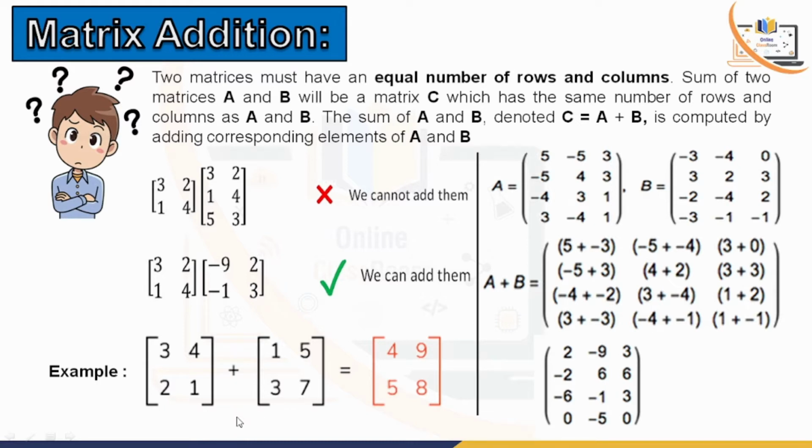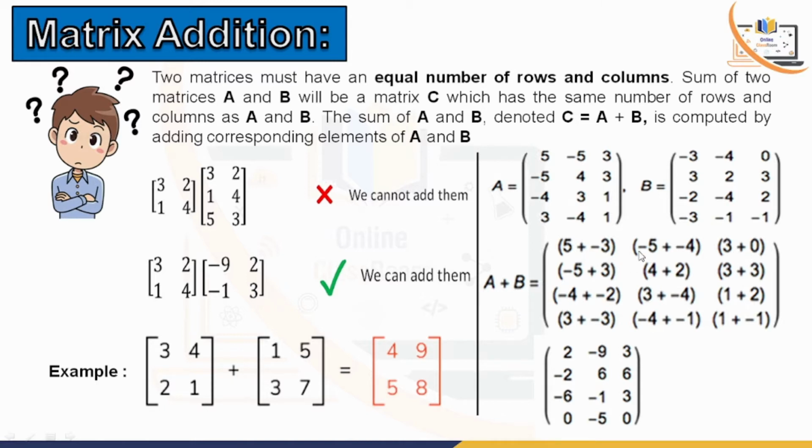Now what will be the addition in case of rectangular matrix? So we will focus on this example. Basically A is a matrix having 4 rows and 3 columns, and B is another matrix having 4 rows and 3 columns. So we can add them. So in this case, obviously the final matrix becomes element wise addition. That means 5 plus of minus 3, this is the first element. Second one minus 5 plus of minus 4, and last one 3 plus 0, that is your corresponding element.